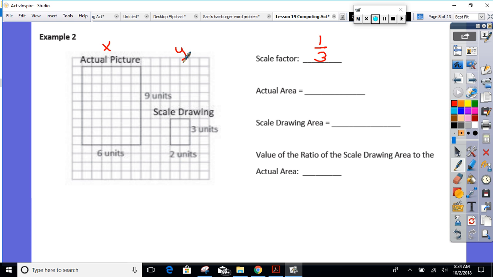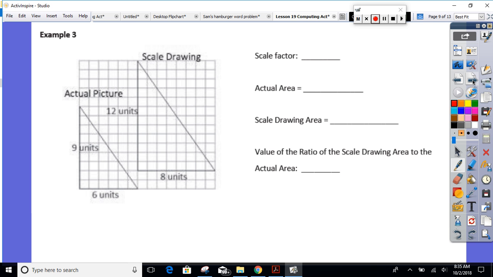Connor, what did you get as the actual area? The area of this picture? Oh, the actual, 54. I got them mixed. So 54, and we'll write square units. Okay, and then Connor, you already told us the scale drawing area is 6, so we'll just go with your answer from that. So 6 square units. What is the value of the ratio of the scale drawing area to the actual area? Other Connor? 9. Good. Okay, example 3.